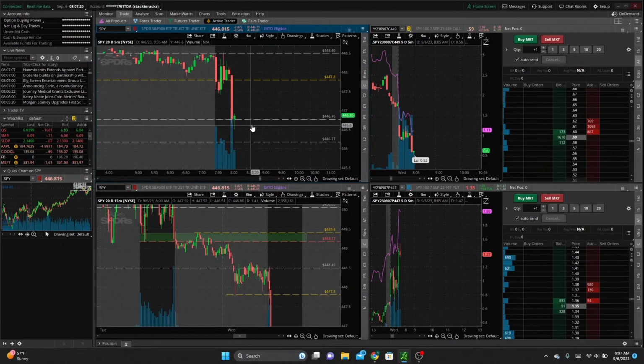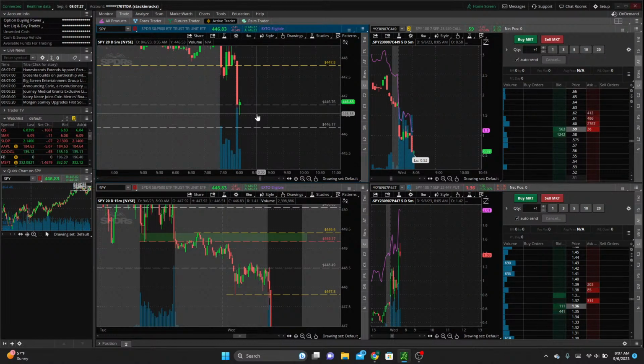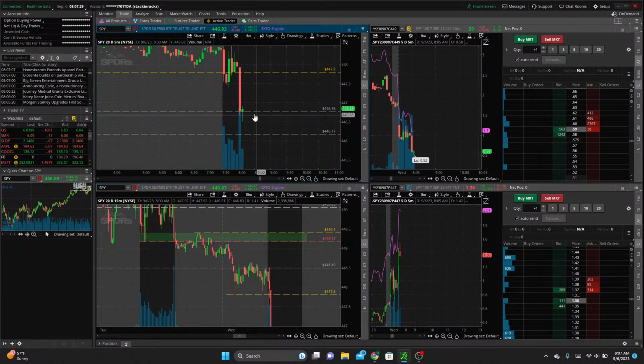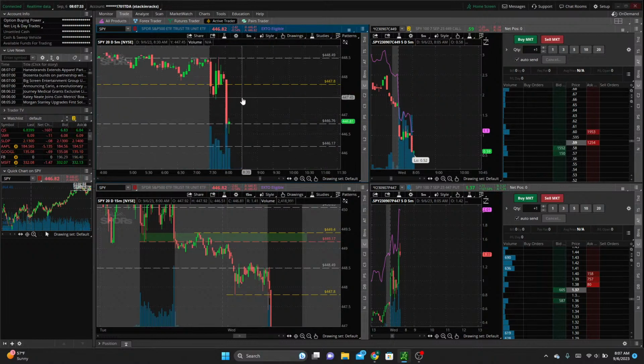Pretty interesting price action at this level though. It looks like we're on a sell-off, but we might hold it. If we hold it, that bounce up to this recent low could still be in play.